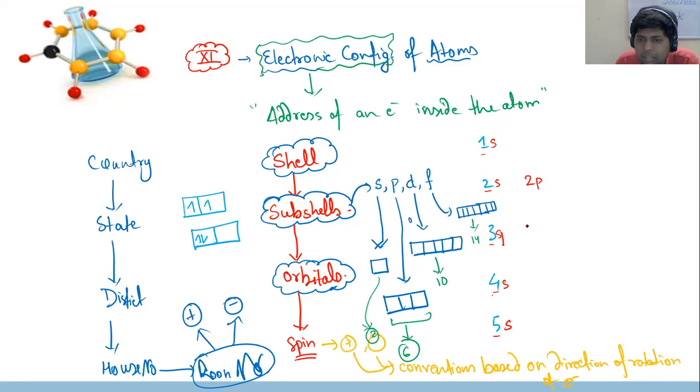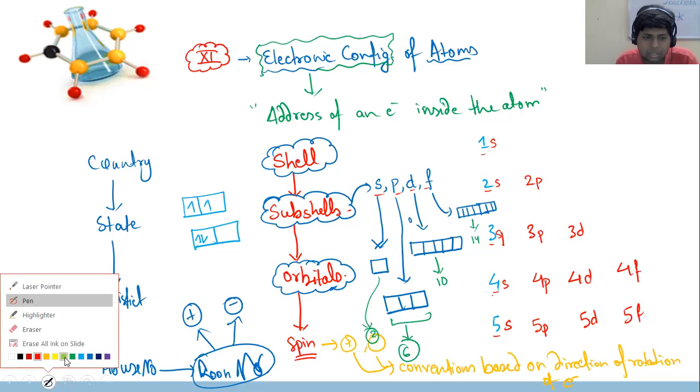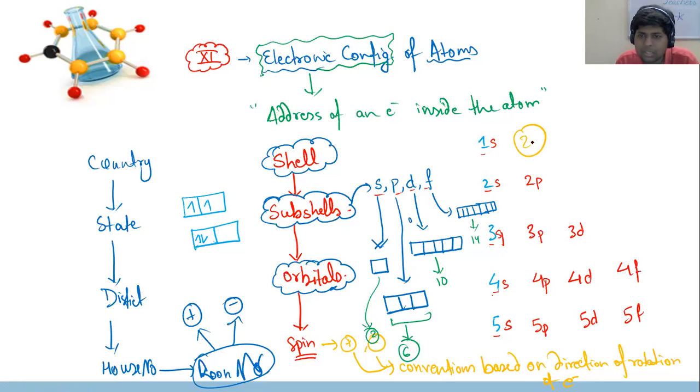Then 2p, 3p, 4p, 5p. Similarly, 3d, 4d, 5d. Then 4f, 5f. Interestingly, you notice there is nothing called 2d, and there is nothing called 3f. The p orbital starts from the second shell, the d orbital starts from the third shell, and the f orbital starts from the fourth shell. Is it clear to everyone?